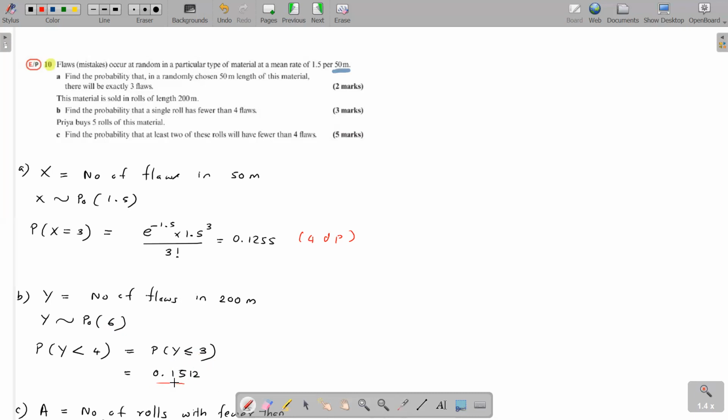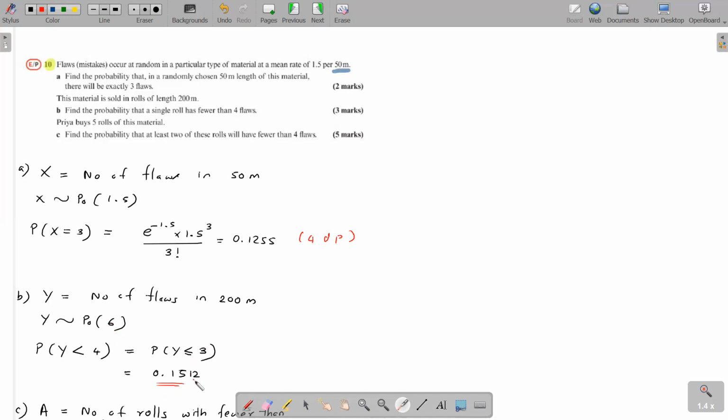I think that part you can do, right? 0.1512, you can get the answer from the cumulative distribution table. Make sure you go to the correct lambda column and the sample x value 3, and you should get this, okay? So that should be easy, and that is done. Let's move on to part C.